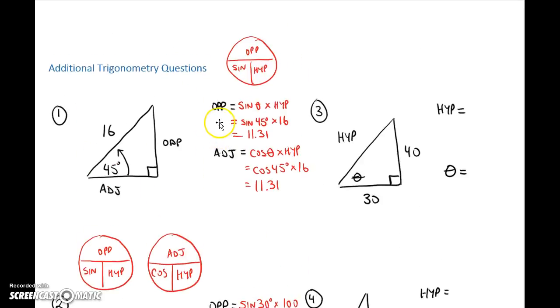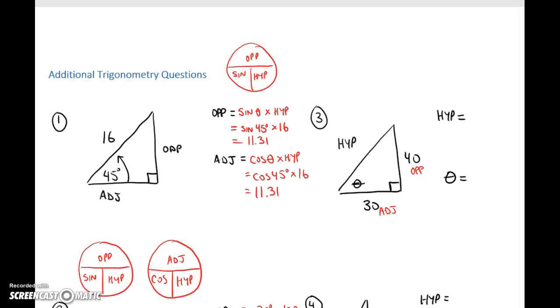Let's do number 3, guys. Number 3 has the adjacent at 30. The opposite is 40. We're looking for the hypotenuse, and we're looking for the angle. I haven't really left enough room to put in Pythagoras there, so let's do that up here.